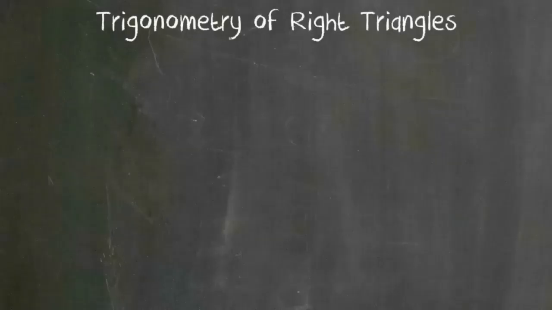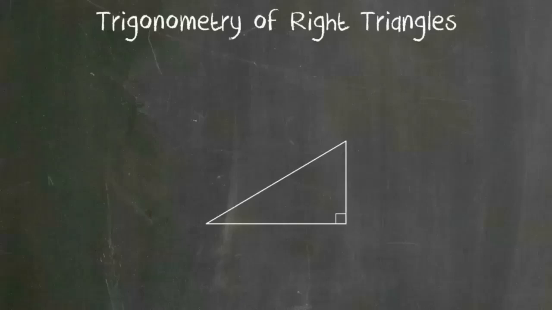Hi everybody. Today we're going to be looking at the trigonometry of right triangles. So first things first, we need a triangle. Now, before we get into the actual trigonometry, we need to make sure that we know how to label the vertices or the angles in our triangle as well as the sides correctly. So let's label this triangle.